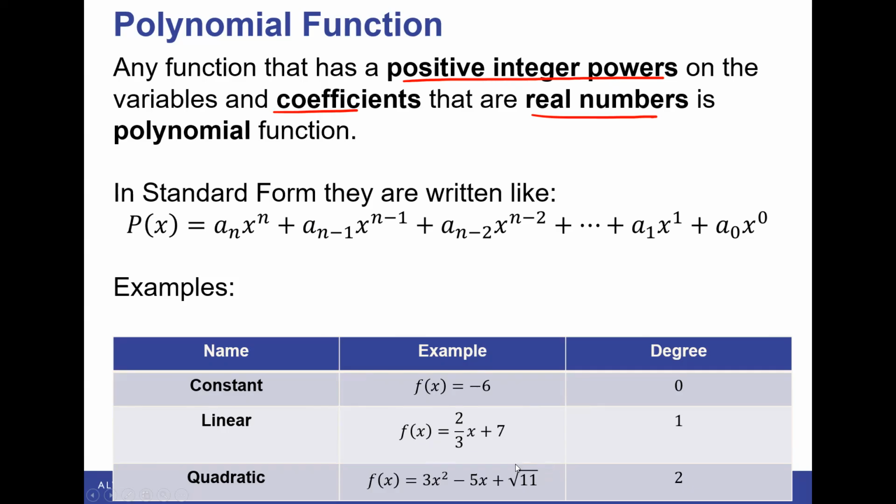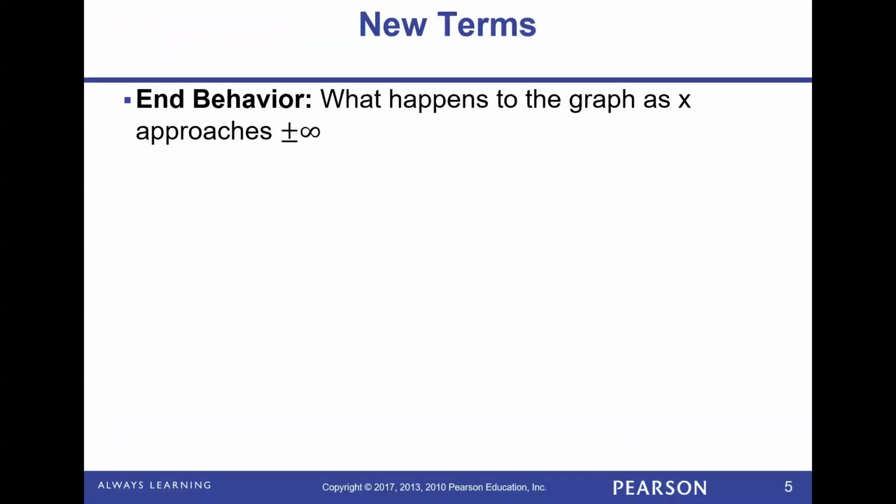What you want to make note of is that in the constant function, there is no x value, so we say the degree is 0. In a linear function, this is the only x value term, and the highest power it's raised to is 1, so the degree is 1. The same thing goes with the quadratics, okay? Now, with polynomials, we are going to come out with some new terms that may be new for you. When I say end behavior, I'm talking about what happens to the graph as I'm going to the left or the right, okay?